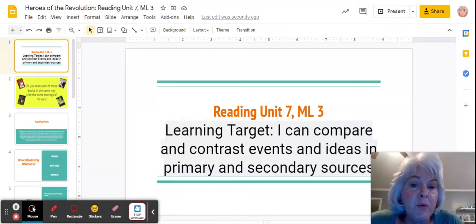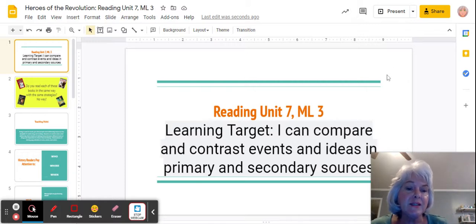Okay, today we're going to be working for our reading unit on comparing and contrasting the events and ideas in primary and secondary sources. We're working on a research paper about the American Revolution. We're picking out the heroes of the American Revolution. So we're going to look at creating an introduction, a body, and a conclusion.